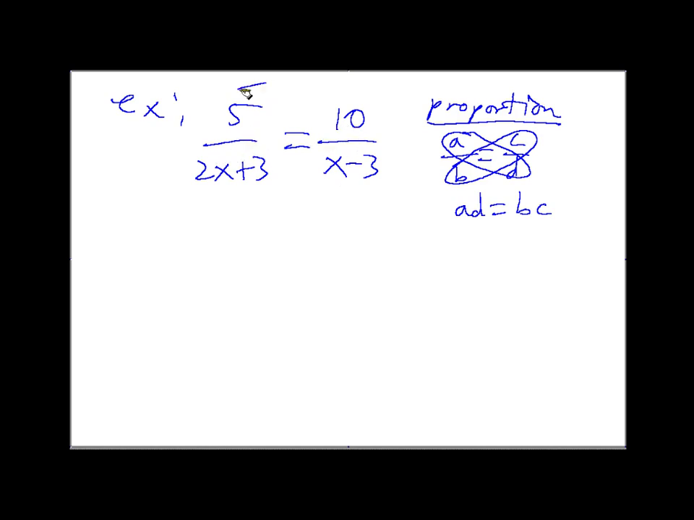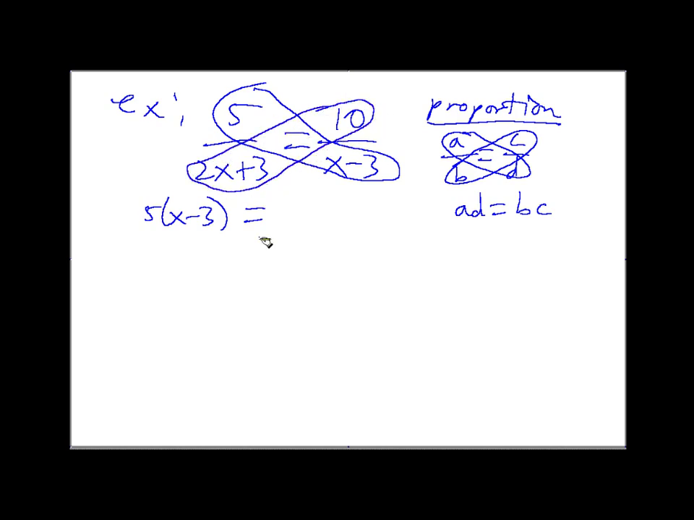So let's take 5 times x minus 3. So these types of problems on the homework are very easy to solve because you just take the cross products, right? And then that should be equal to 10 times 2x plus 3. Can we see that? Taking the cross products, setting them equal to each other.